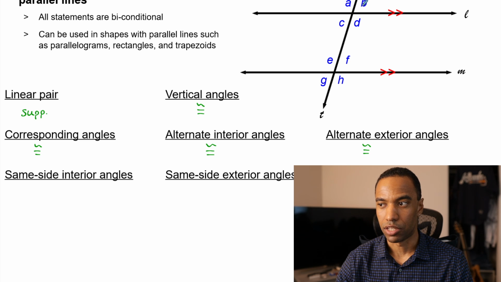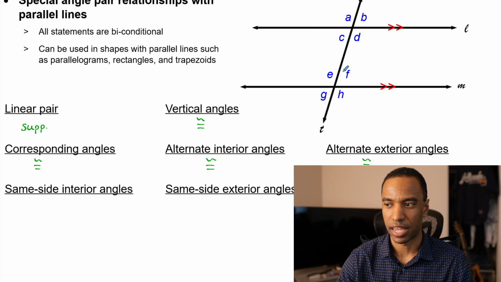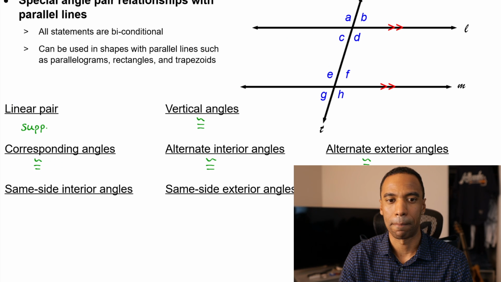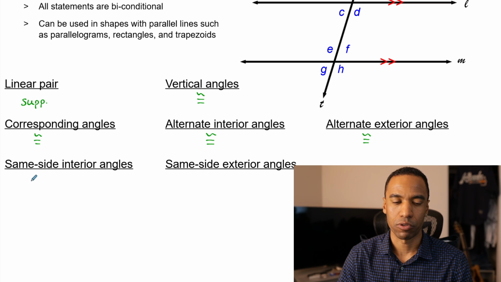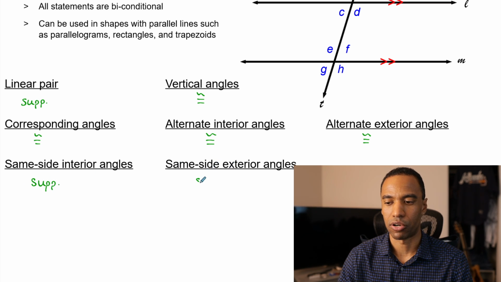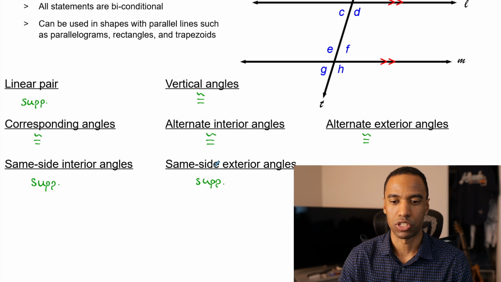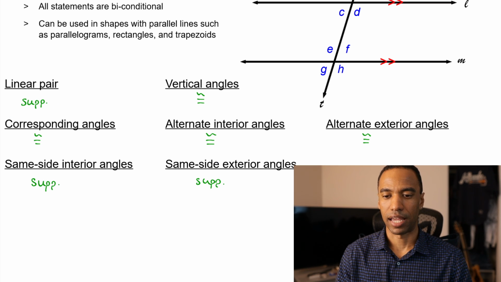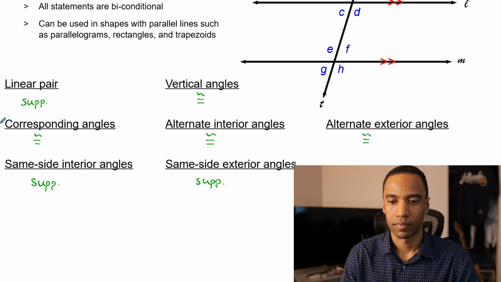Basically, I can say, as I said before, angle B is congruent to angle F for corresponding angles, things like that. Same side interior angles are supplementary when lines are parallel, and same side exterior angles are supplementary when lines are parallel. Almost done. I've got a few examples and then that's it.